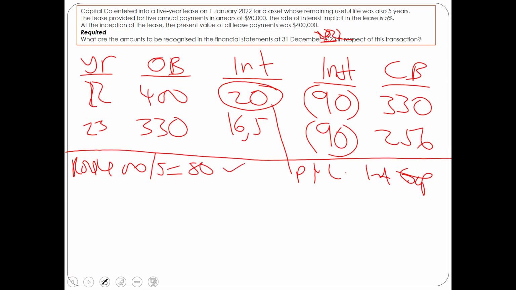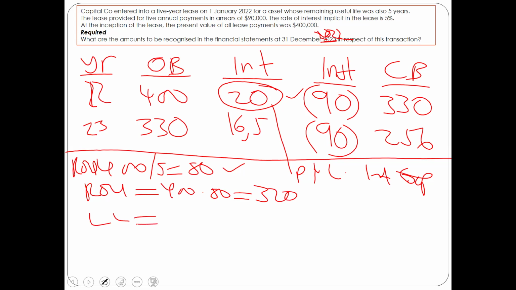So we have taken into account our depreciation, and we have taken into account our interest expense of 20. Right? So our right of use asset in the statement of financial position becomes 400 minus 80, which means we are going to report a right of use asset of 320. So that's in our statement of financial position. But remember, we also have our lease liability.